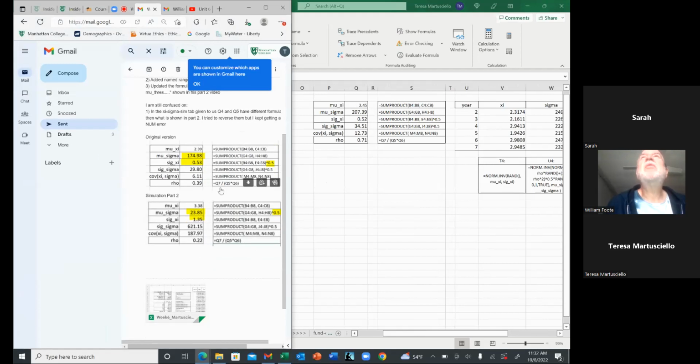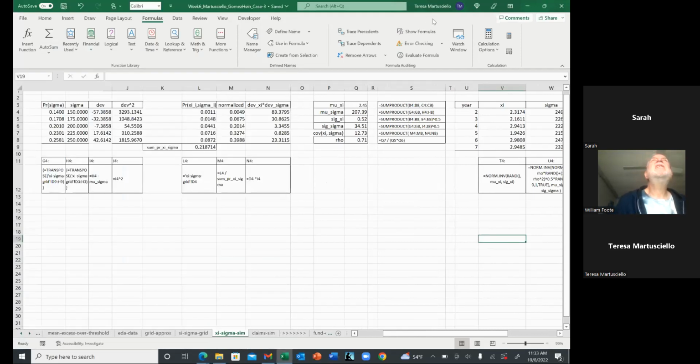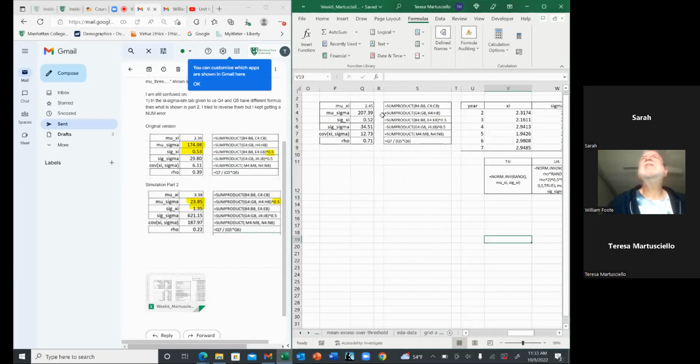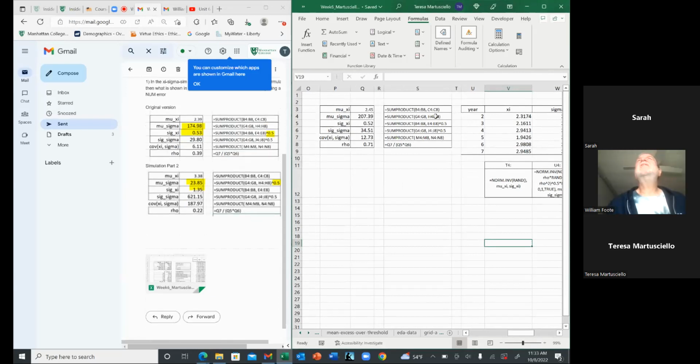This is my problem that I was asking Camilla for help for. See how the mu sigma has a different, sorry, let me try to get both of these on the same screen. The mu sigma had a different sum product than the one that was on the video. So I just wanted to make sure I was using the right formula. I didn't know if. Yeah, that's perfectly right. And it should be different. Okay, so use the one that's in the file.